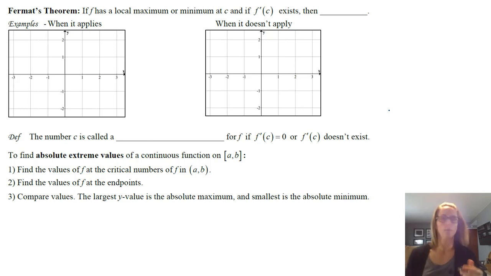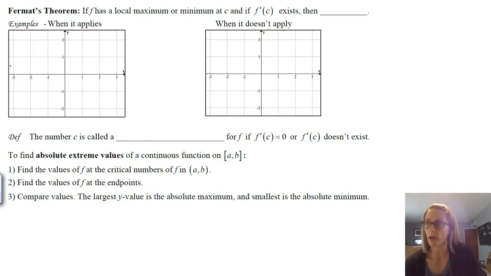Okay, so now we have Fermat's theorem. And I don't know if you've heard of Fermat, but he has many, many theorems, and many famous theorems. So if f has a local maximum or minimum at c, and f prime of c exists, so the derivative exists and it has a local max or min there, then we're told something.